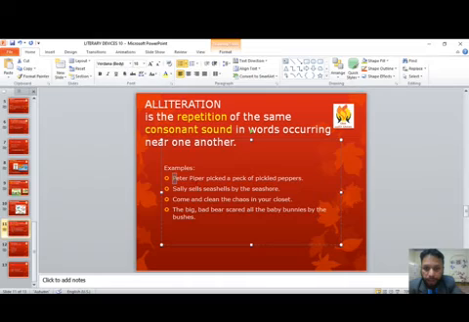P. This consonant P is being repeated one after the other. Sally sells seashells by the seashore. S is being repeated. Come and clean the chaos in your closet. C is being repeated. The big bad bear scared all the baby bunnies by the bushes. B. So here, what does the poet do?